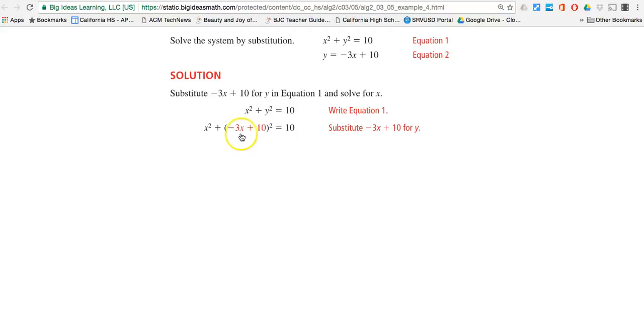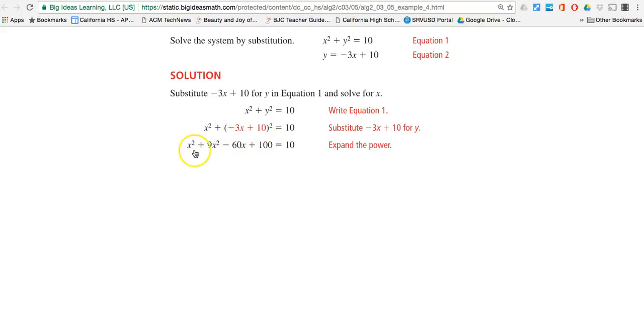So what you're going to want to do is go ahead and FOIL this binomial. So negative 3x plus 10 times negative 3x plus 10. So you're going to get 9x squared minus 60x plus 100. So this right here, 9x squared minus 60x plus 100, is what you get from squaring negative 3x plus 10.